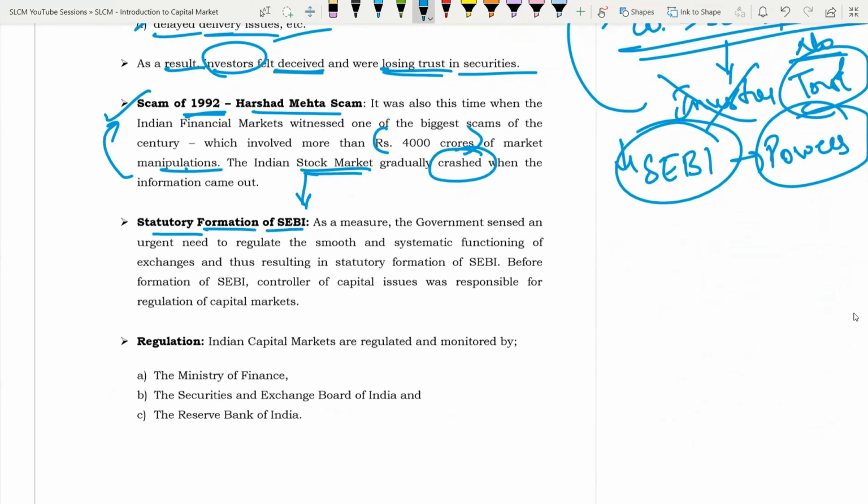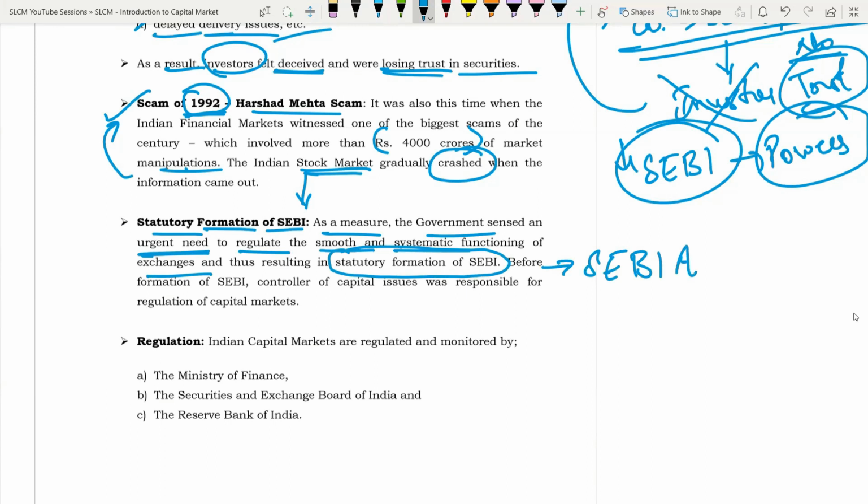The Securities Exchange Board of India was in existence even before 1992. But it did not have a statutory recognition because there was no power that was given. As a result, the government sensed that there is an urgent need to regulate the smooth and systematic functioning of exchanges. And that is when they said that we have to give a statutory formation to SEBI. And that is when they passed the Securities Exchange Board of India Act of 1992.